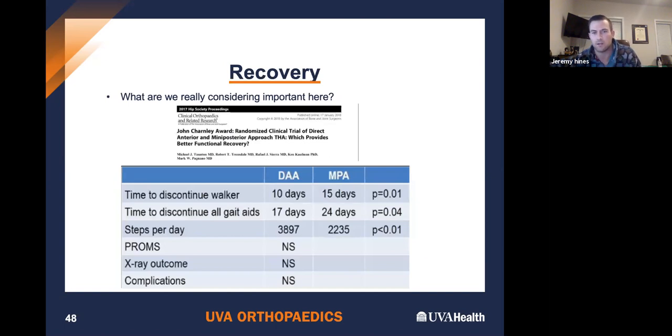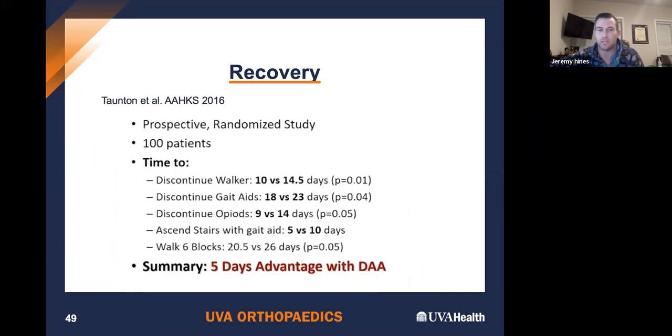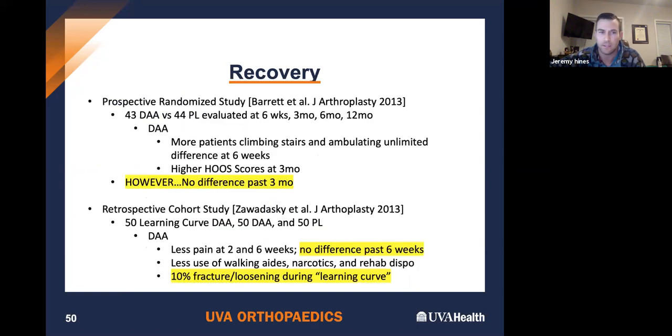This is Dr. Taunton, who did his residency at Mayo and fellowship at Ortho Carolina, back at Mayo now, and is a very big advocate of the DA approach. But he did the study with Dr. Pagnano, who is more of a mini posterior approach now, and basically found these results: 10 days versus 15 days to discontinue walker, all gait aids 17 versus 24 steps per day. The mini posterior had obviously less there, but what are we really considering important? When you look at these things, it's a 4 or 5 day advantage with a direct anterior approach. And these were 2 big studies that are heavily cited.